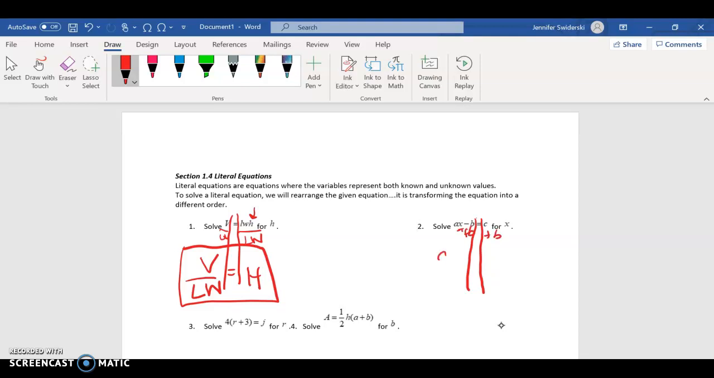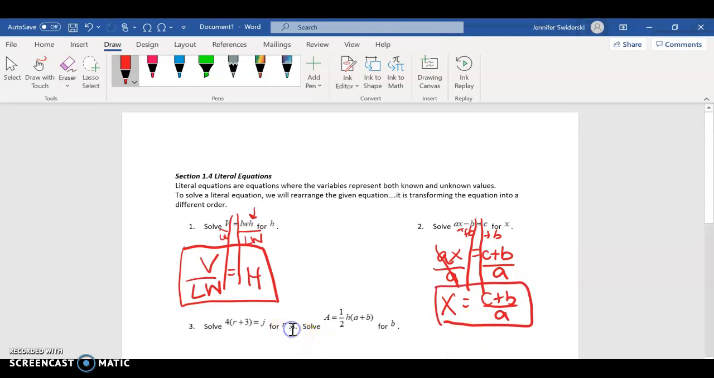I'm left with AX is equal to C plus B. They want me to get X by itself, so let's divide both sides by A. I'm left with X is equal to C plus B over A. We're basically rearranging the equation, guys, all right? So let's go ahead and try number 3.